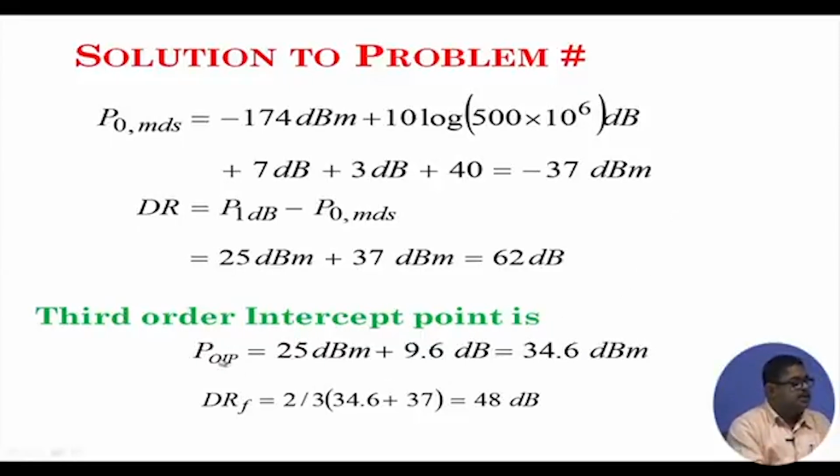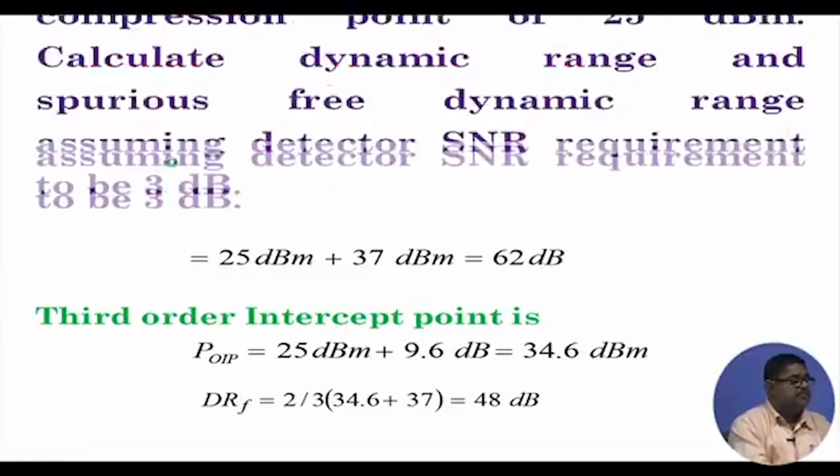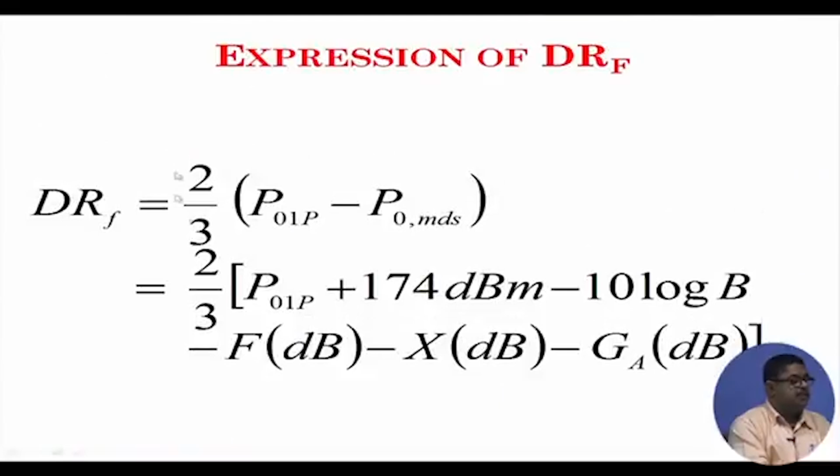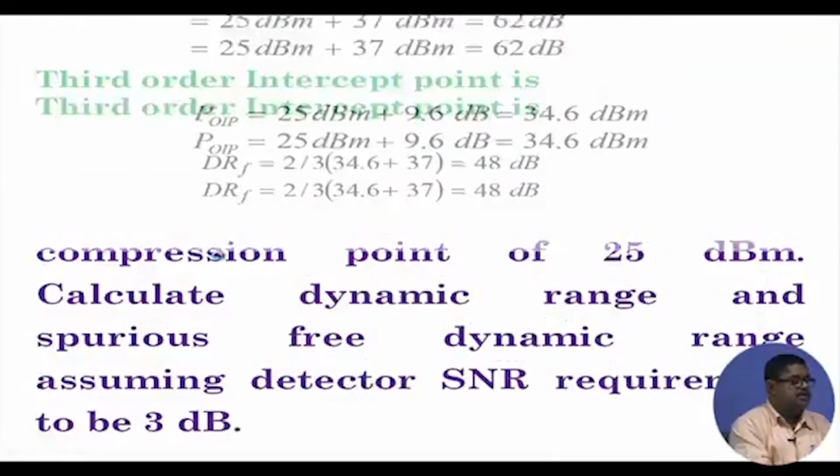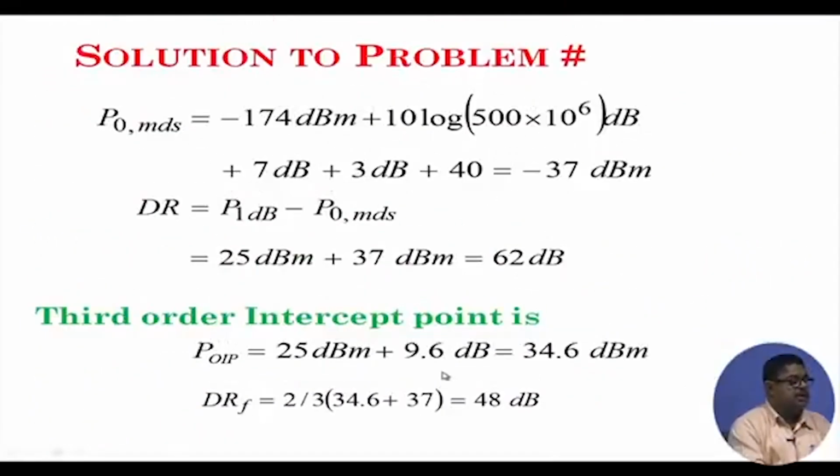So, first calculate the third order intercept point. The moment I know the 1 dB gain compression point, add 9.6 dB. So, my third order intercept point is this. Now, I know what my spurious free dynamic range is. It is 2/3 of this POIP plus this minus this POMDS. Just previously you saw we got that formula, POIP minus POMDS, 2/3 of that. So, you can calculate 2/3 of this, and that turns out to be 48 dB.